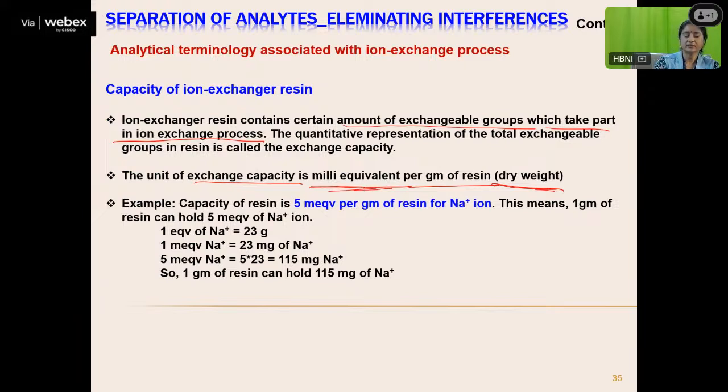So for example, let us take one case. Capacity of resin is 5 milli-equivalent per gram of resin for Na plus ions. What does this mean?